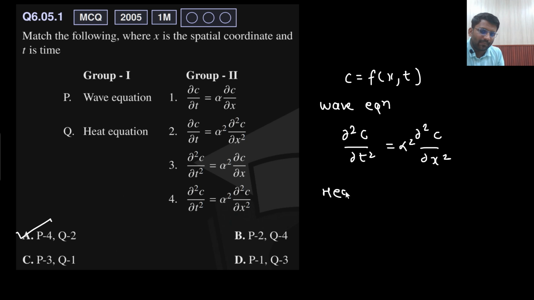And what about heat equation? Heat equation means with respect to time it will be differentiated only once, and with respect to space it will be differentiated twice, and some constant would come. So Q will go to 2. Right? With respect to time differentiated once, with respect to space differentiated twice. Here also they have used alpha square only, like it is a constant.